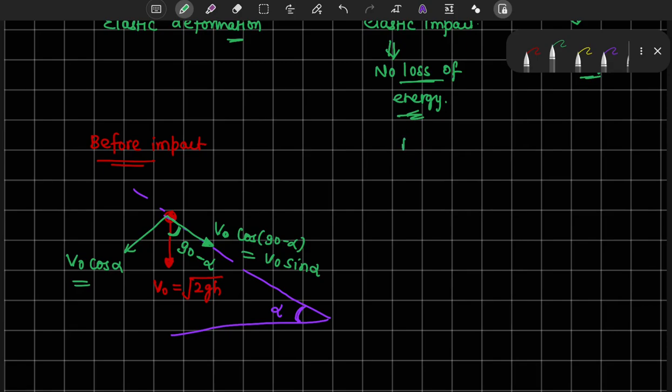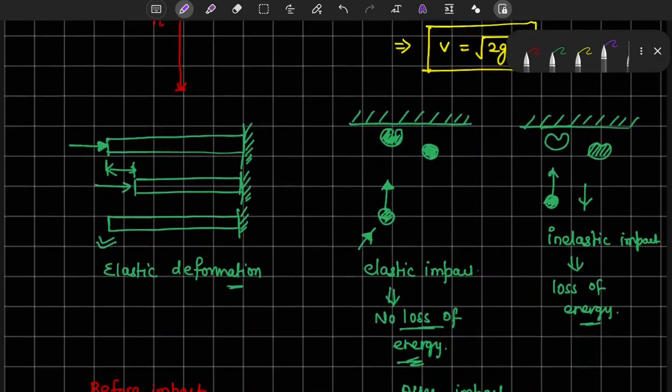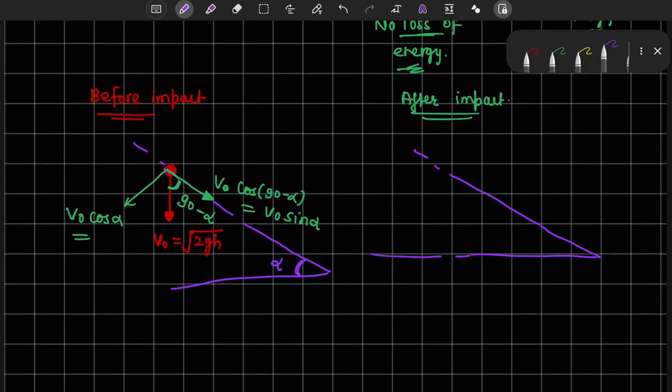Now, after impact, what is going on? Let us say this is the inclined plane, and as the inclined plane is smooth, the velocity parallel to it will not change. So the velocity after impact in this direction will be the same, that is v naught sin alpha.